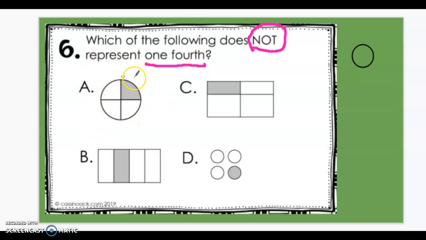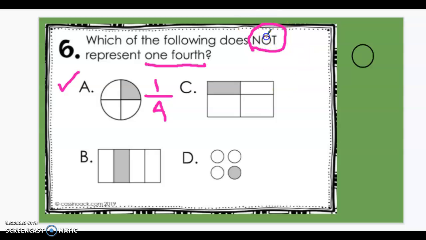How many pieces in your whole do we have in letter A? Good job. There are 4 pieces. And how many of those pieces are shaded? 1 of the 4 pieces are shaded. Well, that represents 1/4. And I'm going to give you a little hint.